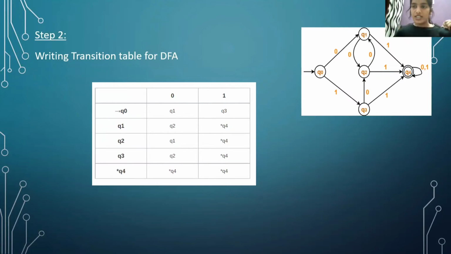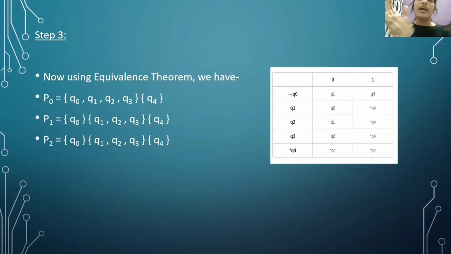In step two, we draw a transition table. Q0 reaches Q1 on getting input 0, so we have written that, and Q0 on getting input 1 reaches Q3. In this way, we have written the transition table. Let's move to step 3. In P0, we can see that Q4 is the final state, so Q4 is in a different set and all the other states are in one particular set.